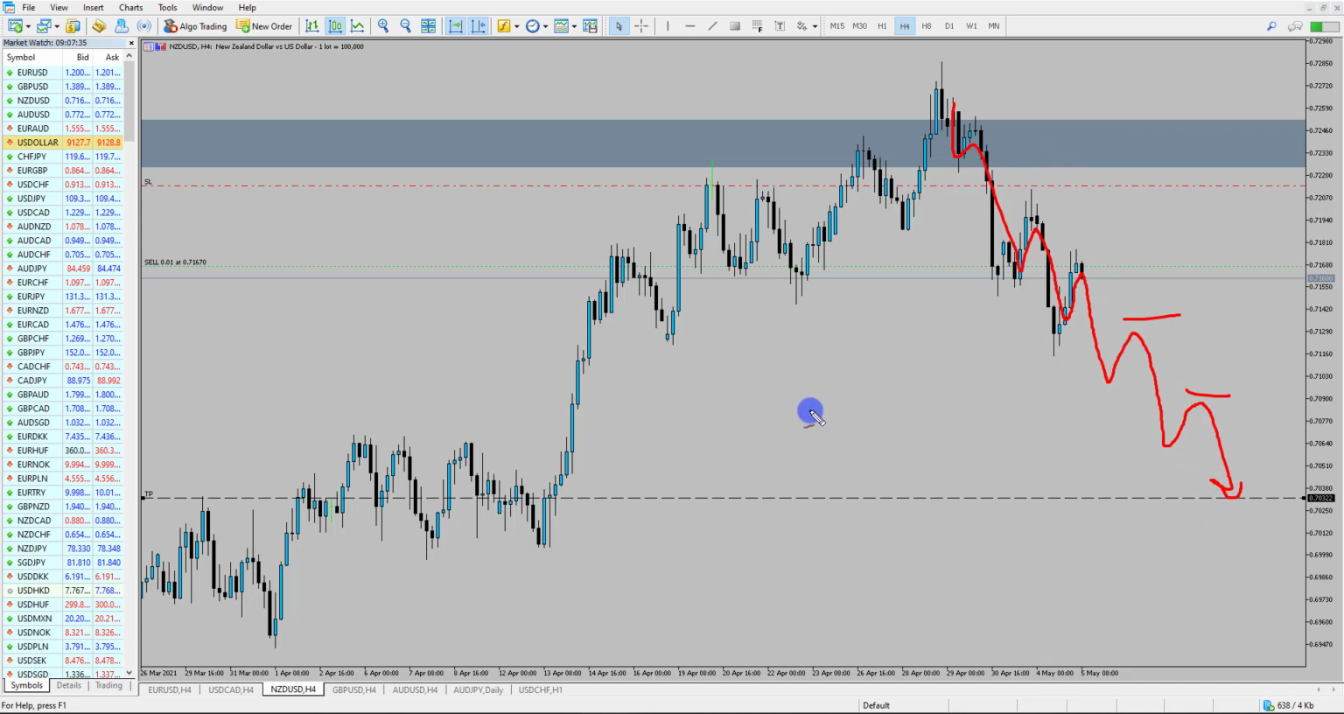So keep an eye on Kiwi US dollar. This is the opportunity that I saw, so I'm looking for a short potential on New Zealand US dollar down into 7032.